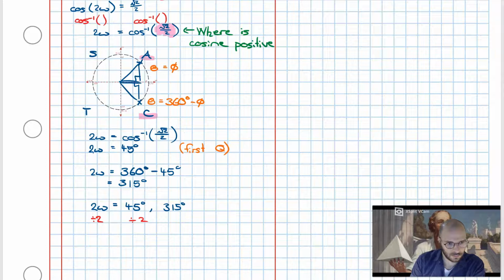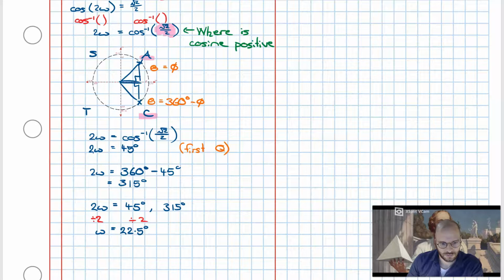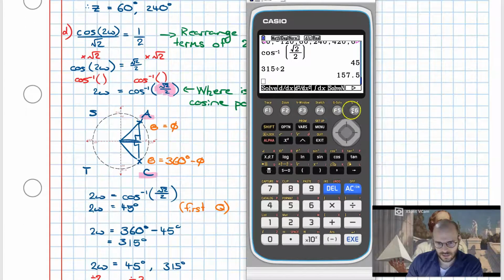The interesting thing about this one is we probably haven't done this before, but on the left hand side we're just going to get a value of w, but on the right hand side we've got 45 degrees that gets divided by 2 and 315 that gets divided by 2. So 45 divided by 2 is 22.5 degrees, if I remember correctly. And then 315 divided by 2 is 157.5, like so.